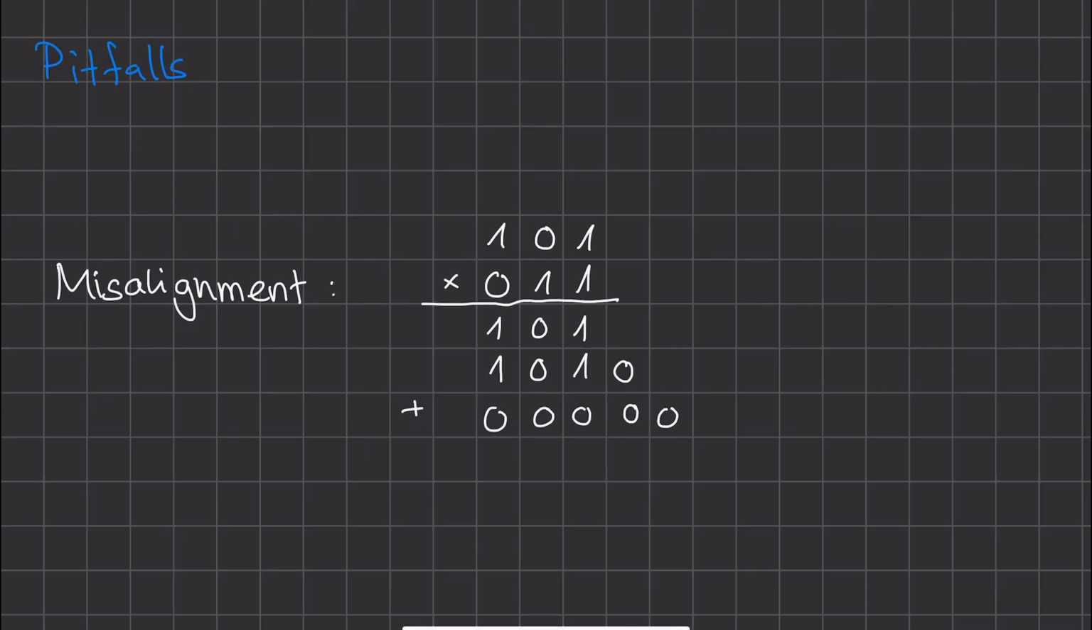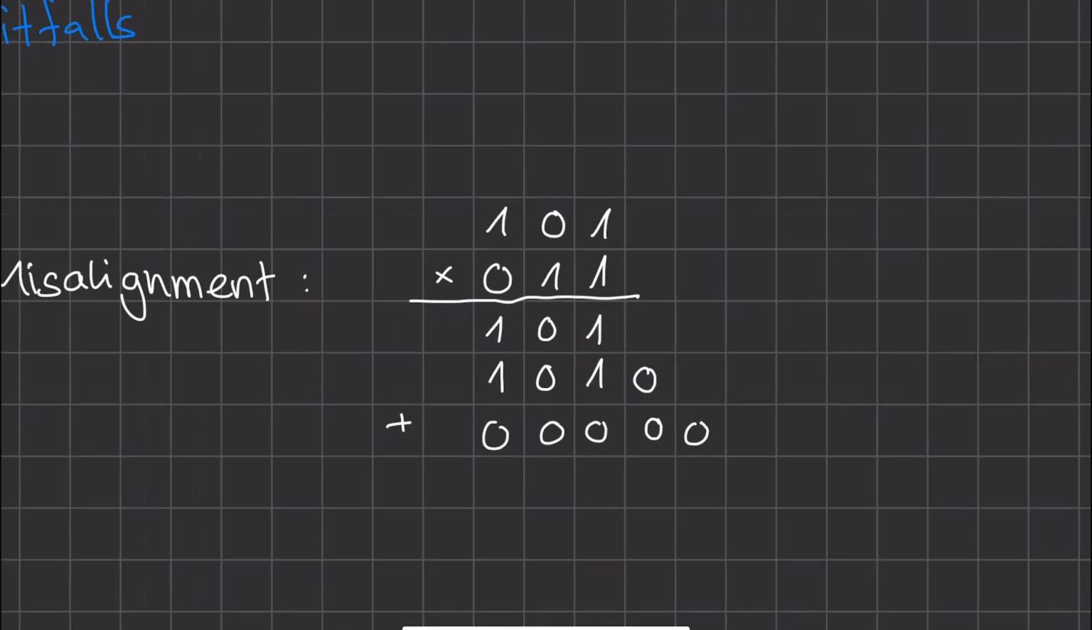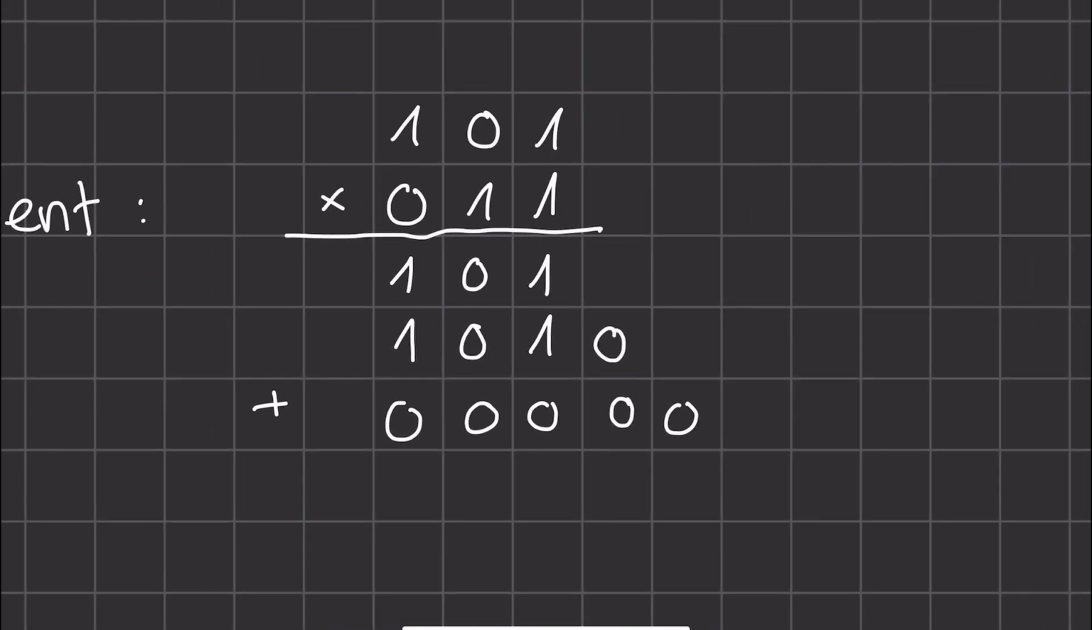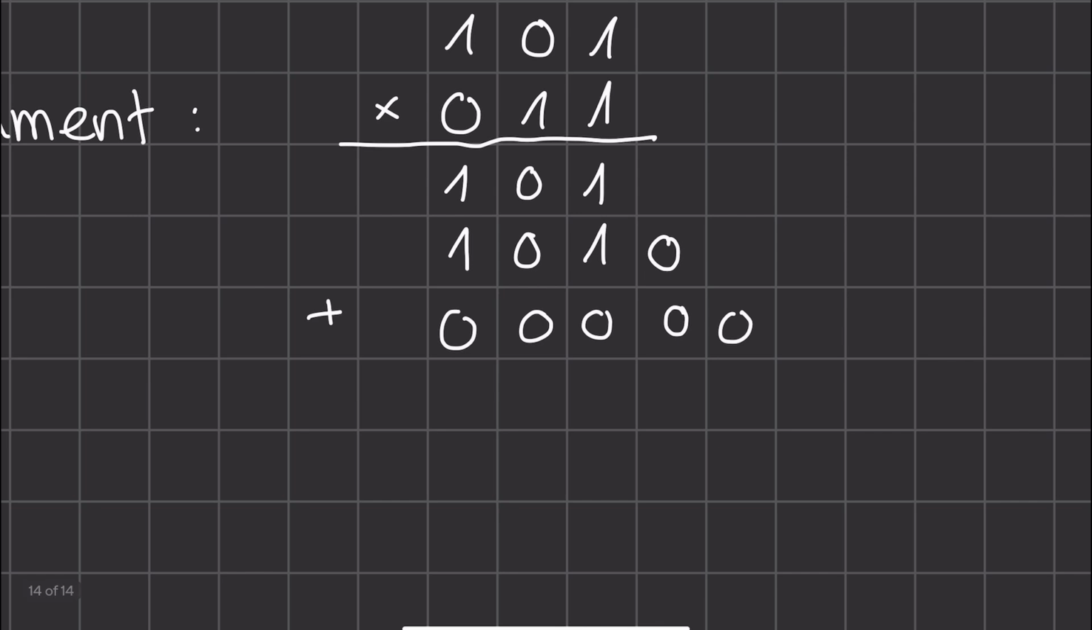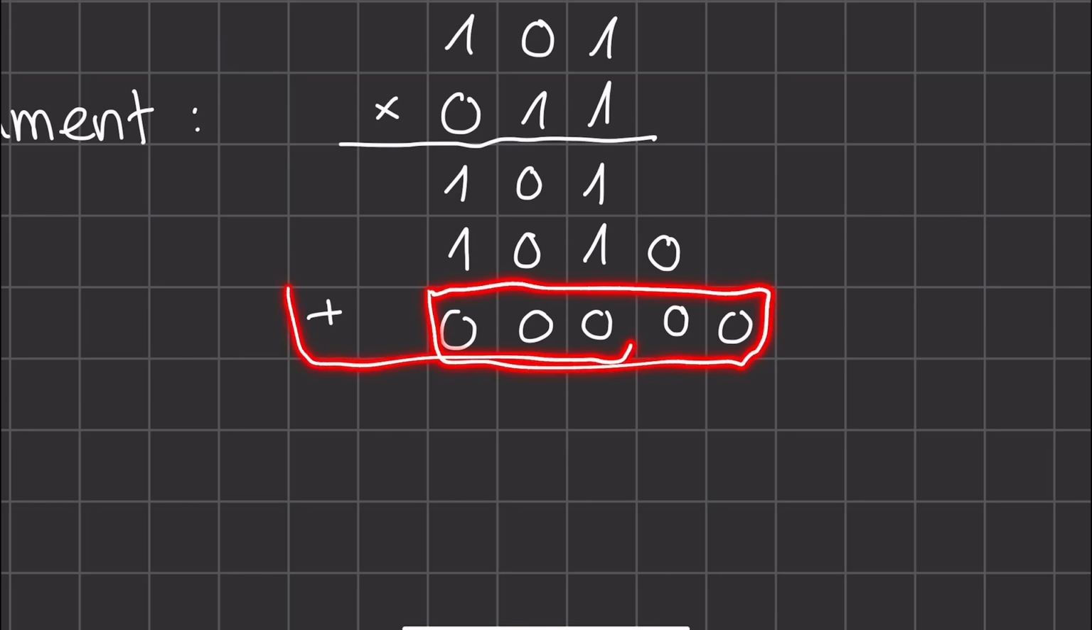Now, coming to some pitfalls. The first one I want to talk about is misalignment. The problem that occurs sometimes, which has occurred to me before, is that you accidentally write these numbers in the wrong position. So here you see the multiplication of these two numbers, and what should have happened is that this number here is positioned here, and this number here is positioned here.